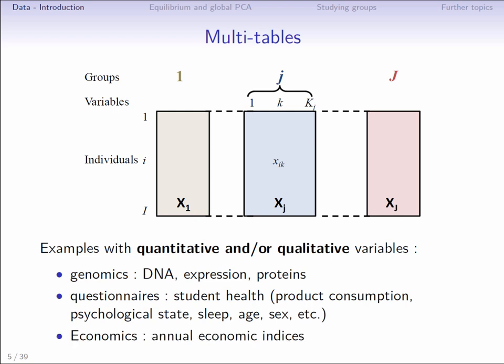Another example is when the different groups of variables correspond to different moments of time. This makes it possible to see overall the evolution of a set of variables over time. In economics, this could correspond to a set of economic indices from one period to another or from one year to the next. Examples of multi-tables like these are increasingly numerous because, on the one hand, it is increasingly easy to collect and store data, and on the other, increasingly, we are trying to analyze more complex problems involving multiple sources of information.